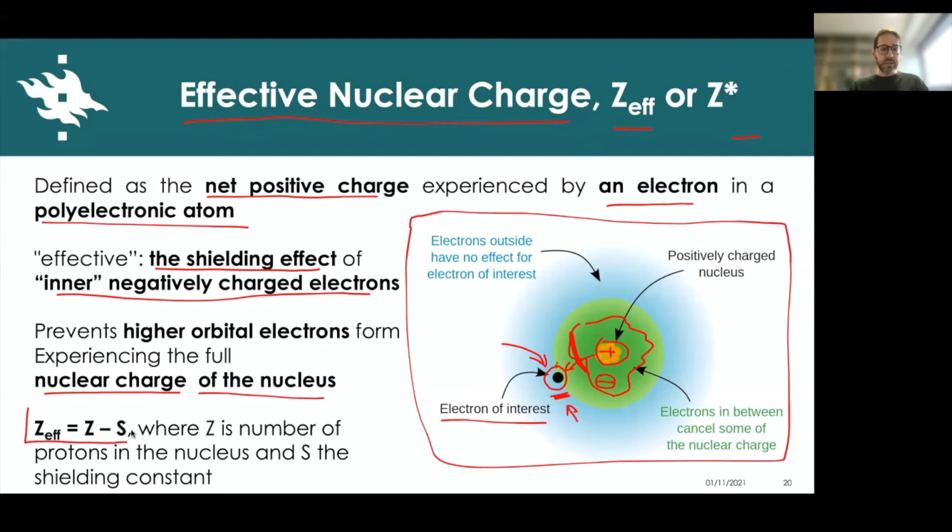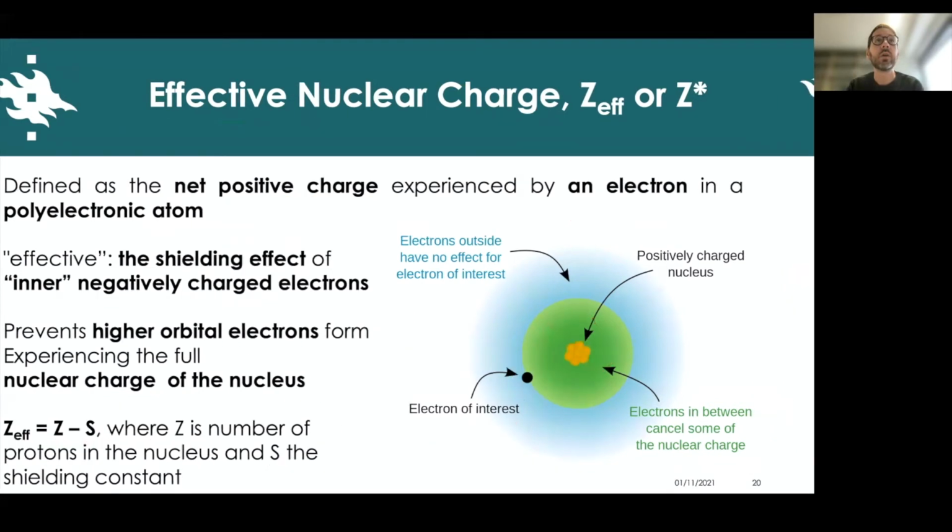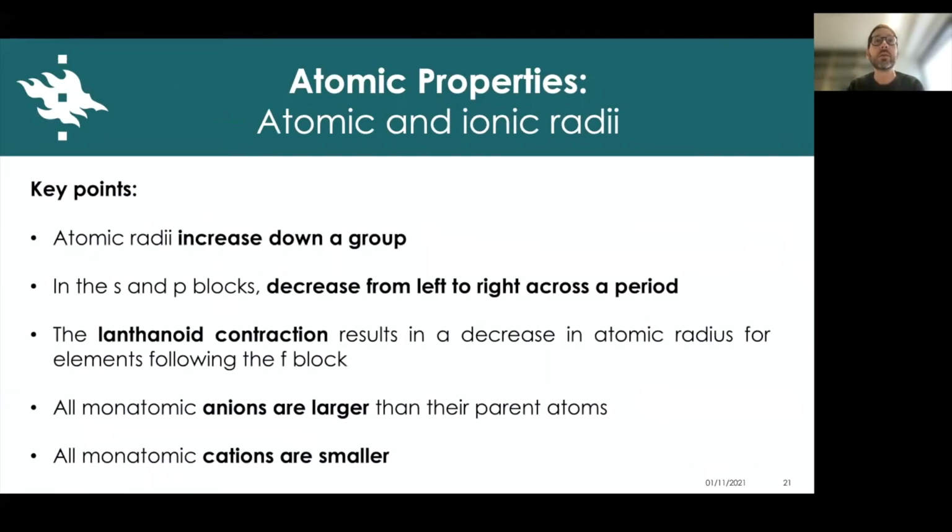Therefore, this effective nuclear charge is defined by Z minus S, where Z is the number of protons in the nucleus, which have positive charges, and S is the shielding constant, which is relative to the number of inner electrons that are present relative to this electron of interest. Was this clear? Okay, if at any time I'm not clear or something, please feel free to interrupt me and ask questions.